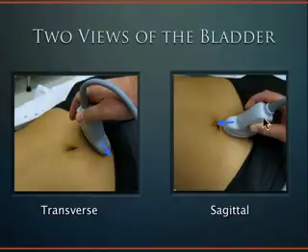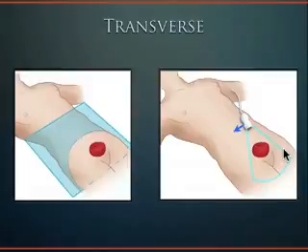Same thing with the sagittal view. We're going to need to take the cable and rotate the cable this way to get the sound to shine down inferiorly. Does that make sense? Okay. And that's why I kind of drew this diagram to show you how flat the probe can be in order to see the bladder.